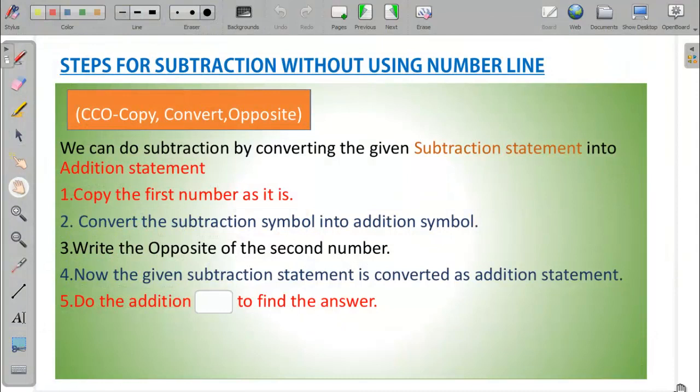Now we are going to see how to subtract the integers without using number line. We simply say the process as CCO, copy, convert, opposite. We can do subtraction by converting the given subtraction statement into addition statement. Copy the first number as it is, convert the subtraction symbol into addition symbol, write the opposite of the second number. Now the given subtraction statement is converted as addition statement. Do the addition to find the answer.